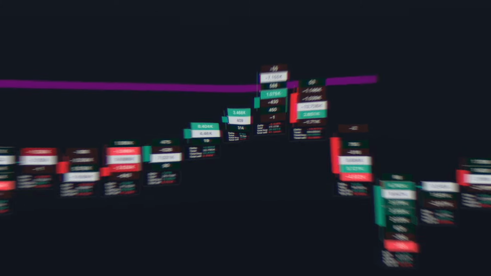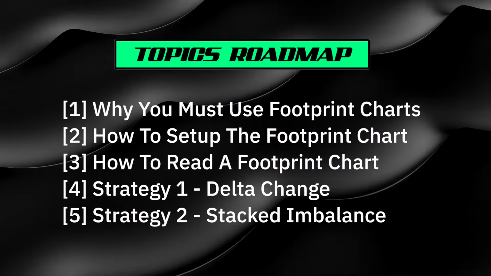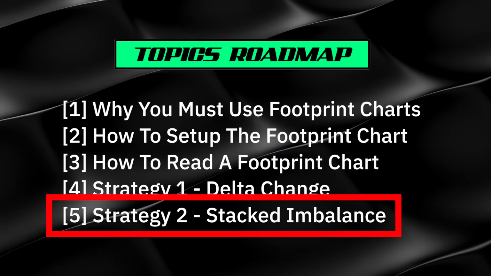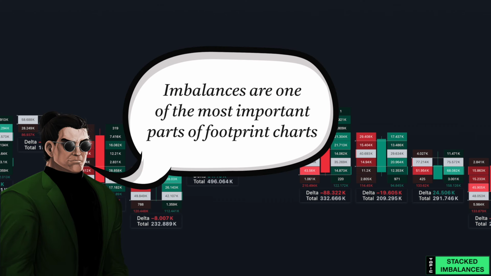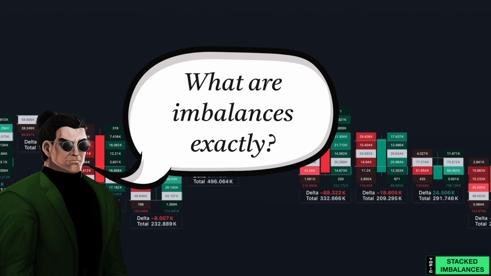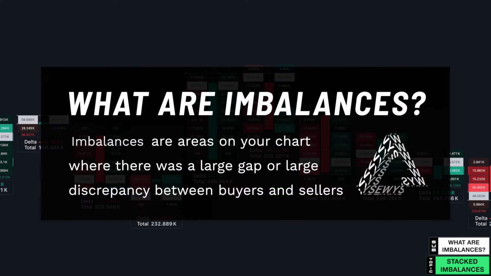Moving on to strategy number 2, which is the stacked imbalance trading strategy. Imbalances are one of the most important parts of footprint charts. So first, what are imbalances exactly? Imbalances are areas on your chart where there was a large gap or large discrepancy between buyers and sellers.